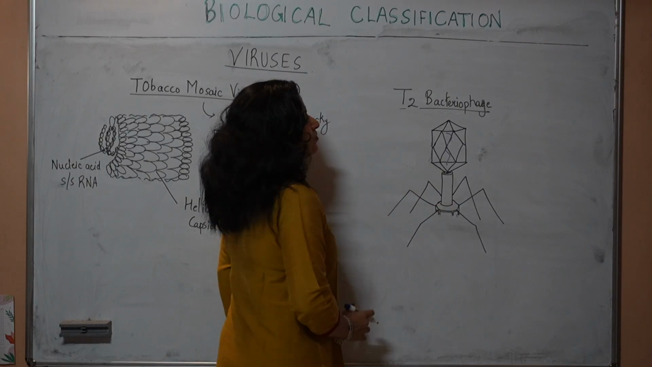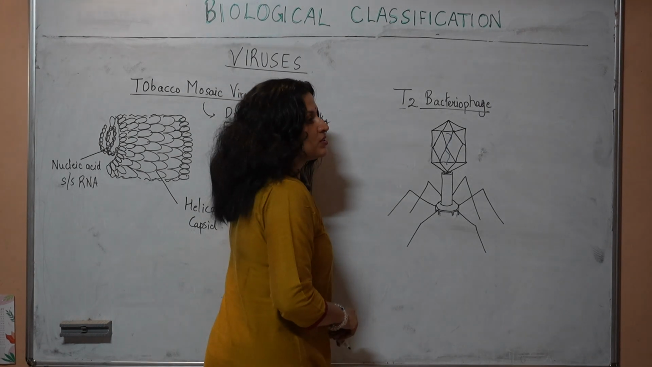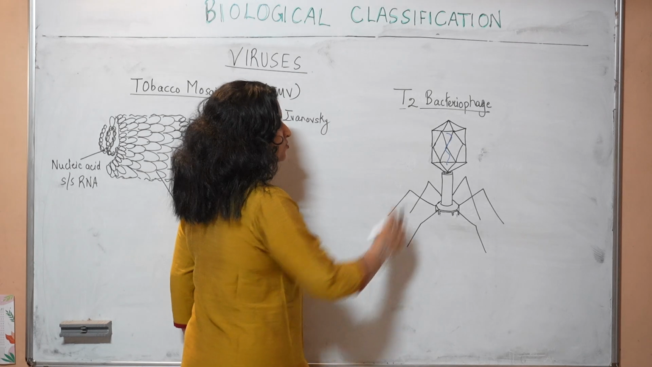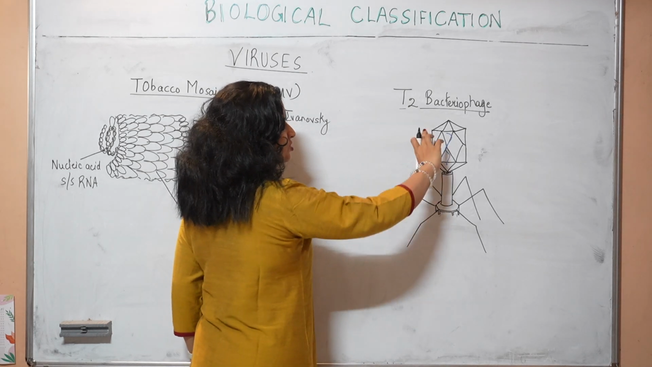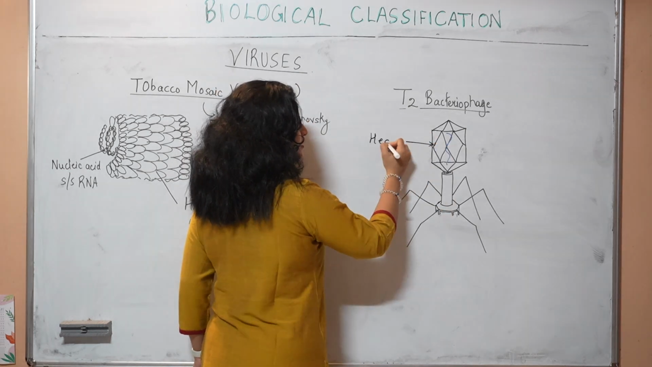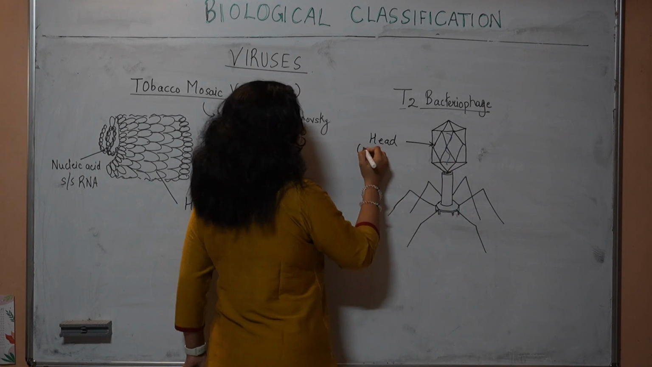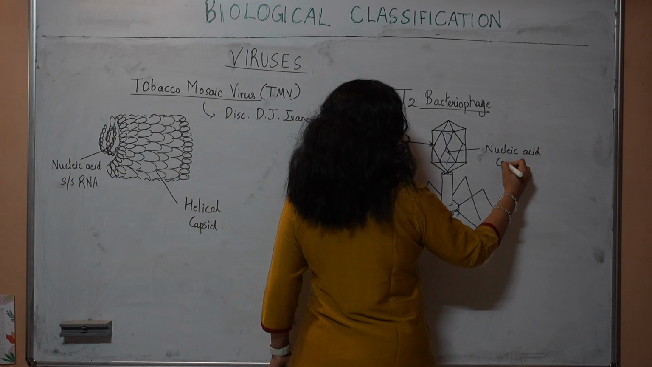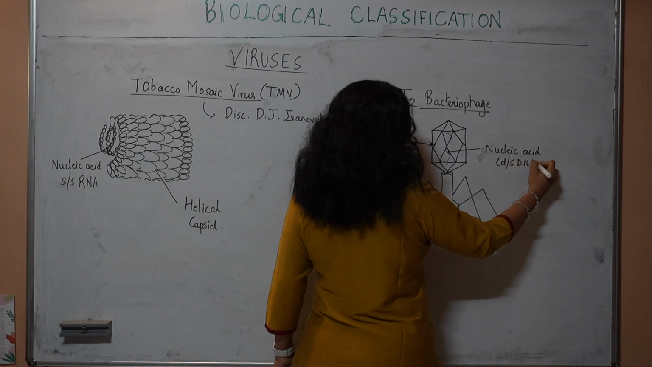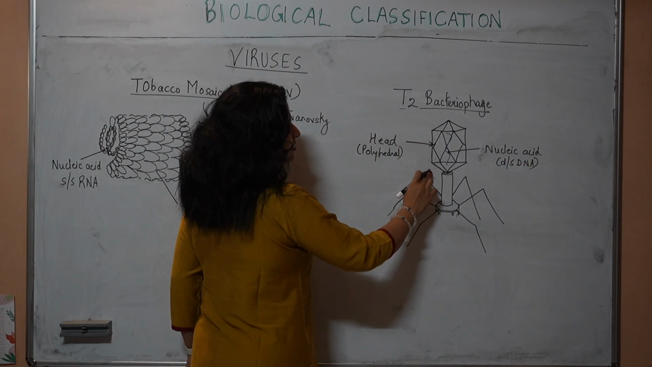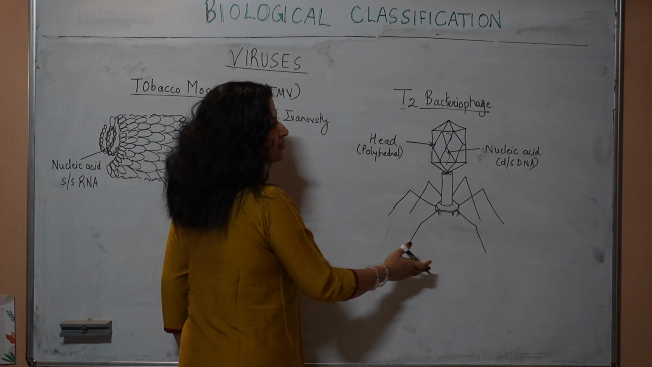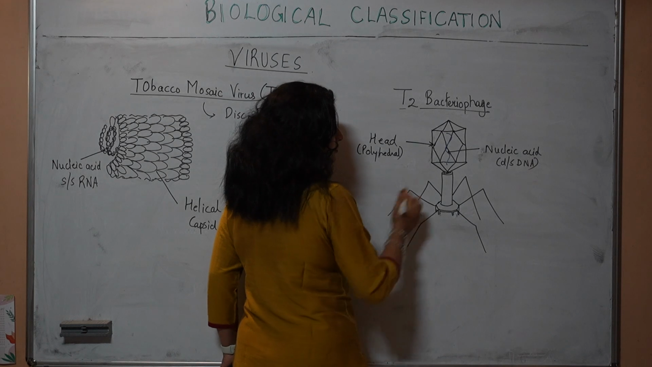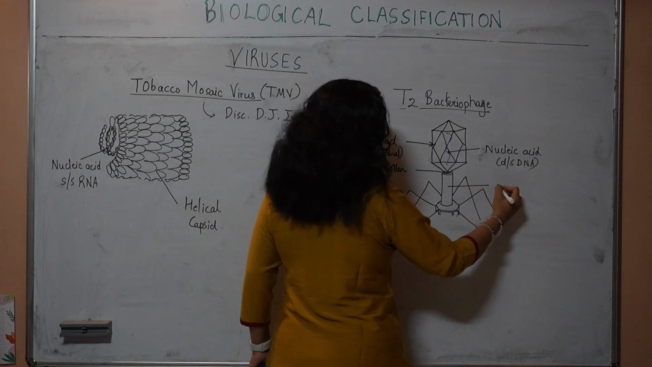So this is the structure of the T2 bacteriophage, another important diagram from NCERT. It has a complex shape. As you can see, two types of capsids are found. One is this head. The head is polyhedral and it encloses the nucleic acid. Nucleic acid is double-stranded DNA here in this virus. Apart from the head, the rest of the body is made up of helical capsids. Everything that you see over here is made up of helical capsids. This is the collar, this is the sheath.